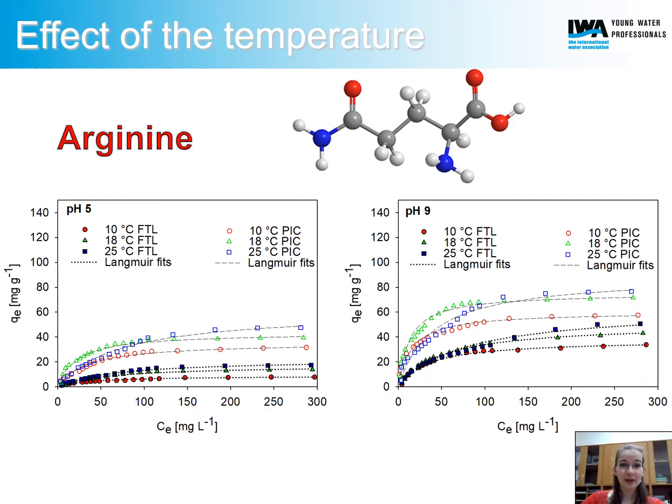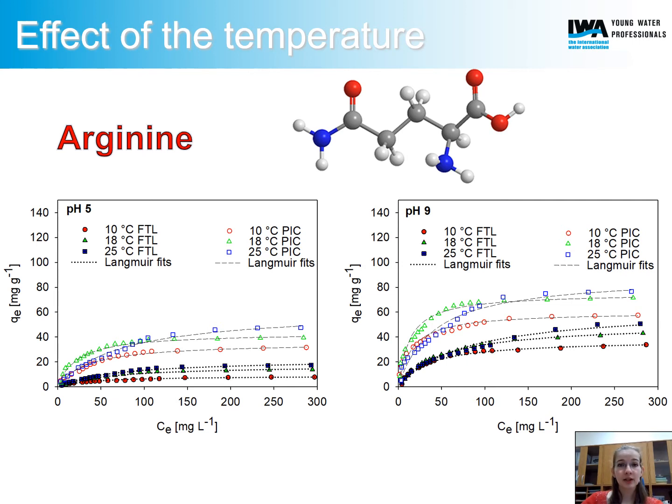On these two graphs, we can see results of the temperature effect on the arginine removal by batch adsorption experiments at pH 5 on the left and at pH 9 on the right. The removal efficiency increased with increasing pH as well as with increasing temperature. The removal efficiency also differed a little bit by the activated carbon used.